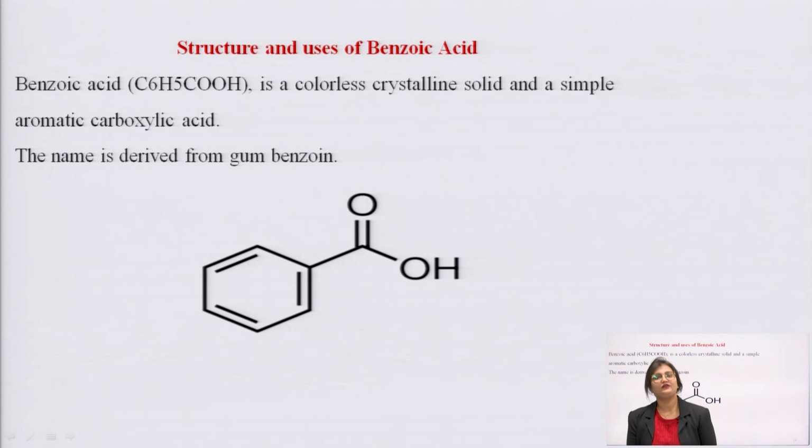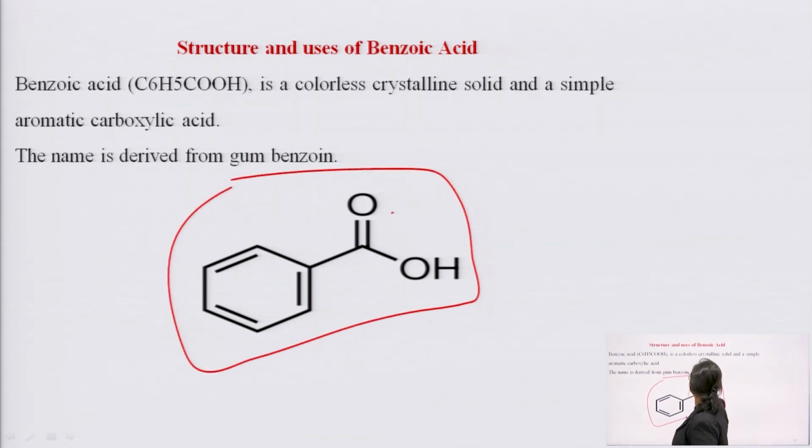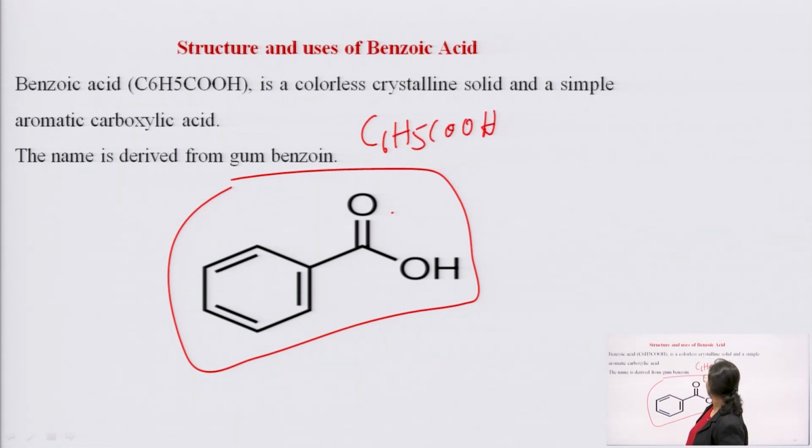So, now moving on to the next compound, which is benzoic acid. Benzoic acid is a colorless crystalline solid and a simple aromatic carboxylic acid. Very simple, C6H5COOH comprises the benzoic acid. It is an aromatic carboxylic acid. The name is derived from benzoin gum.